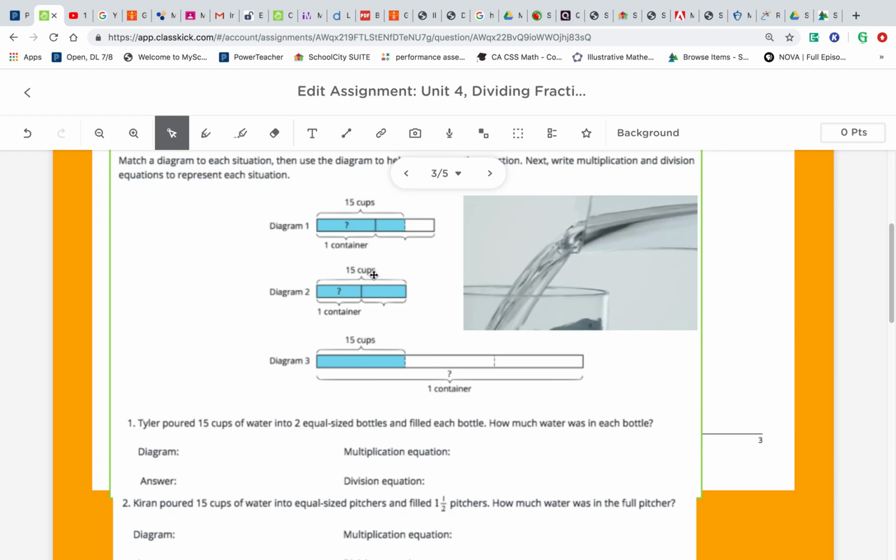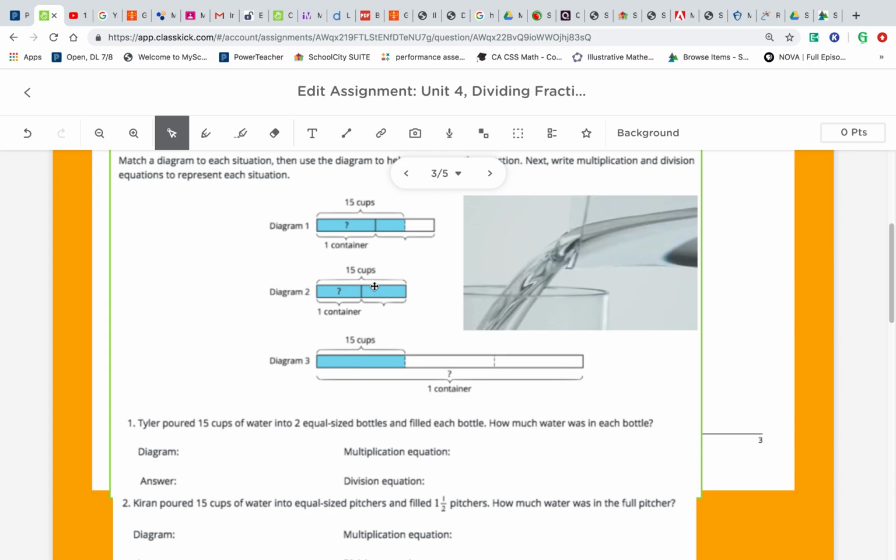Here, 15 cups again, but you can see here, they've split it into 2 equal parts. Okay, and they're both completely filled up. So this is the diagram. Diagram 2 is the correct diagram. Again, I'm not going to write this out here, but you can turn on closed captioning in the video if you would like to see the words that are coming out of my mouth. Okay, so this is our diagram, and we want to write a multiplication equation and a division equation for that.